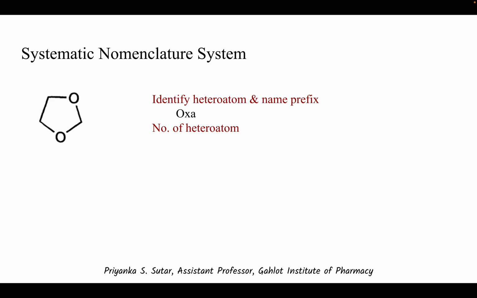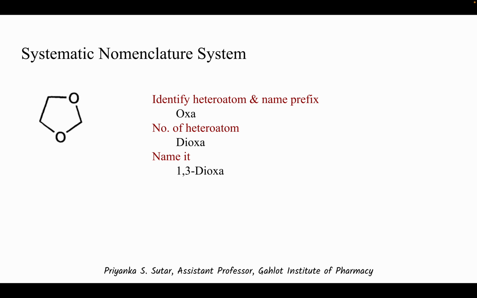right? Second question, number of heteroatom. How many heteroatoms are present? 2, right? 1 and 2. So as per rule number 2, multiplicity rule, what will be the name? You will attach di. For 2, you will attach di to the prefix. So name will be dioxa, and you name it, right?